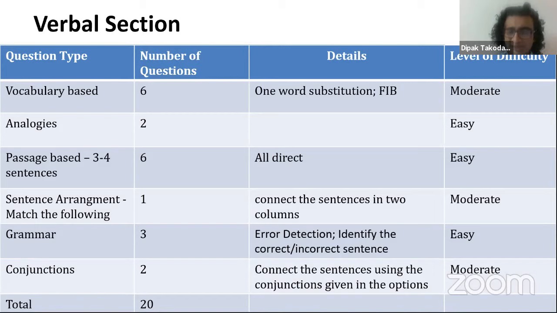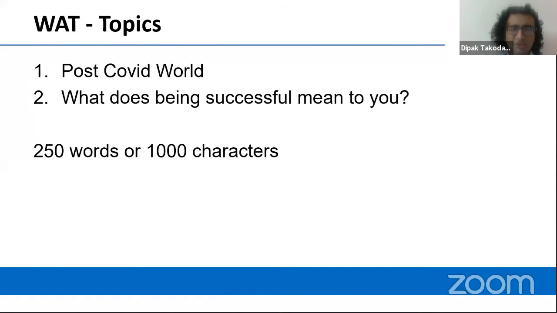Now, coming to section 2 of the paper, which was WAT. WAT surprisingly was quite easy. There were 2 topics. Students had to write on both of the topics. There was not an option of choosing any one of them. The word limit was 250 words, or it could be 1000 characters. So this is what confused a few of the students as well.